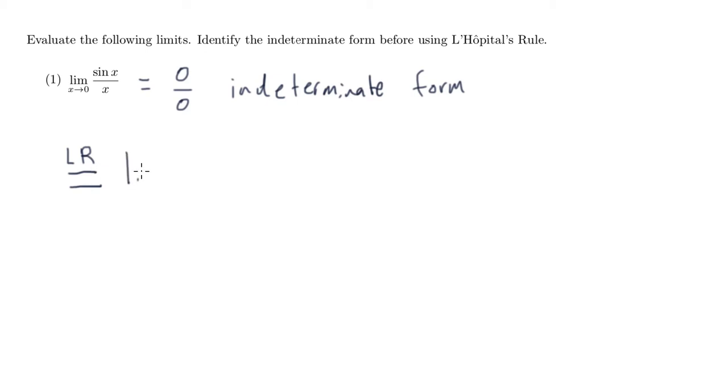The limit as x approaches 0 of, okay, I just take the derivative of the numerator, which is cosine x, and I take the derivative of the denominator, which is 1. But what is this limit? Well, this is continuous at 0. I can just plug in 0. Cosine of 0 is 1. I just get 1.